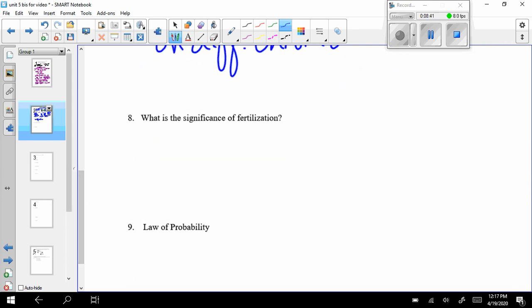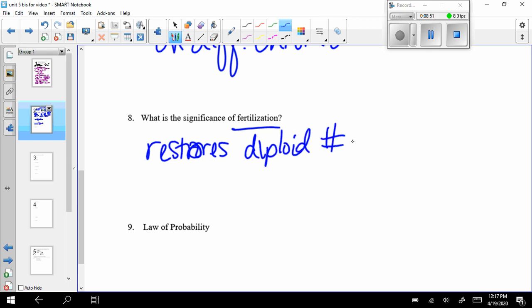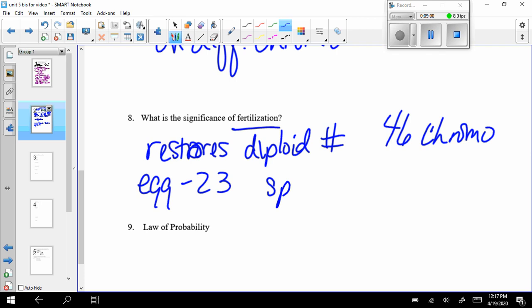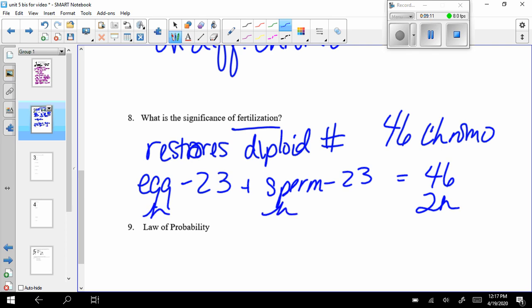All right, what's the significance of fertilization? Fertilization restores the diploid number. So you know as humans that you have a total of 46 chromosomes. An egg has 23 chromosomes and sperm has 23 chromosomes. So you add those together and you're back to diploid. So this was a haploid cell, this was a haploid cell, back to the diploid number.